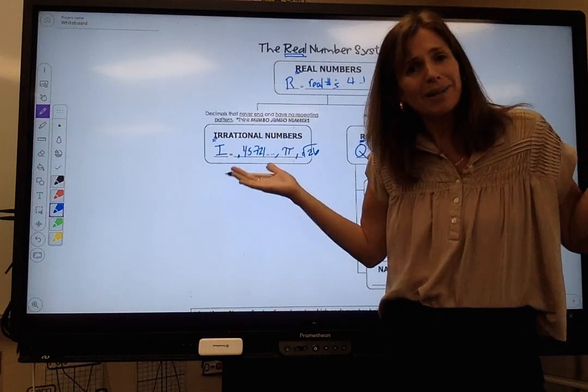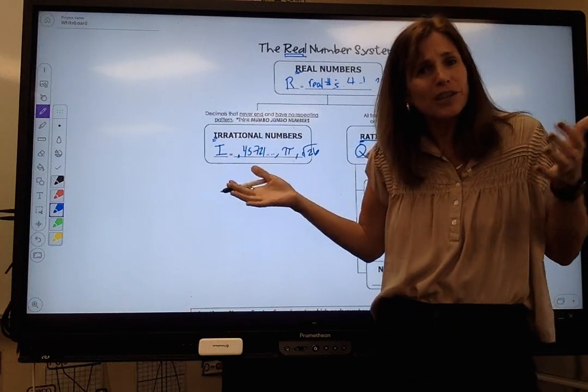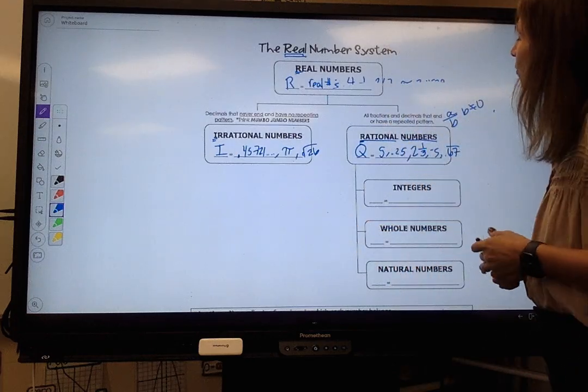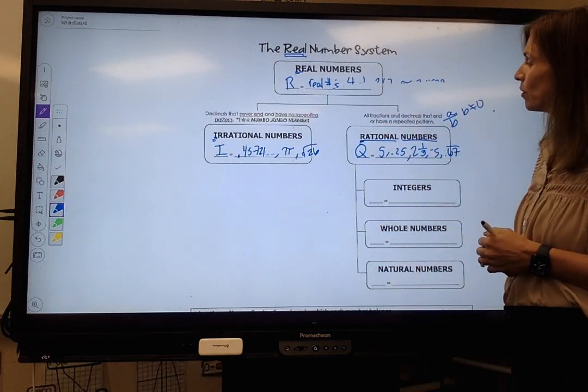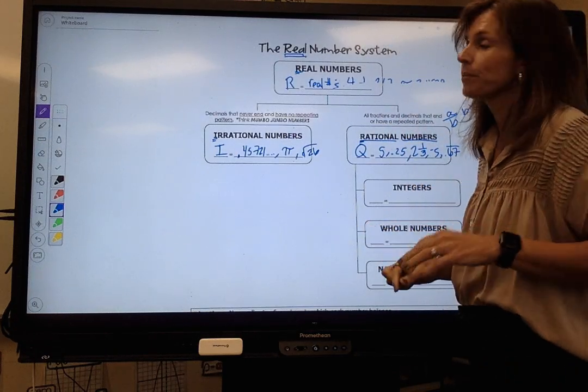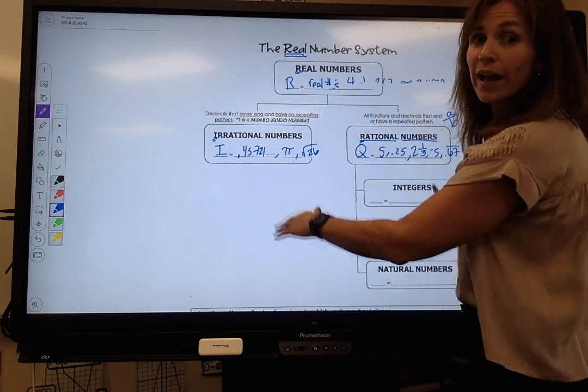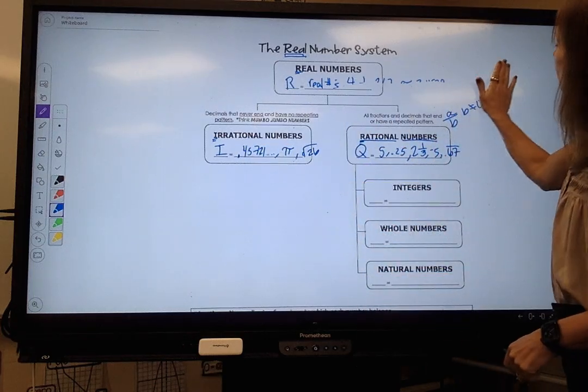Don't ask me why. I don't know. Algebra, universal language, they use it everywhere. So Q is the letter for rational numbers. Hope you're with me so far. It's either irrational or rational. Now, we're going to go down levels.